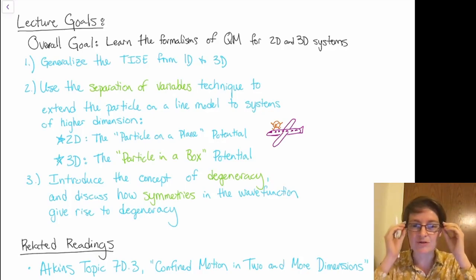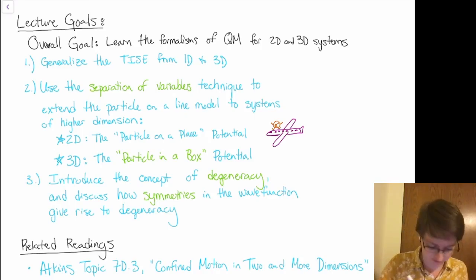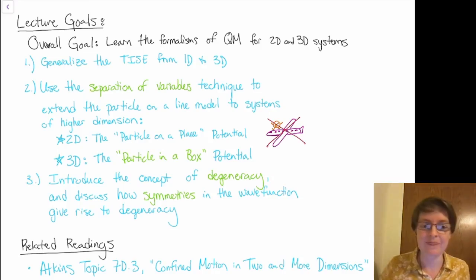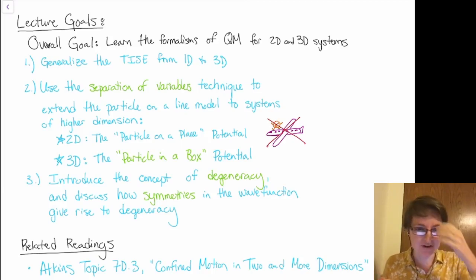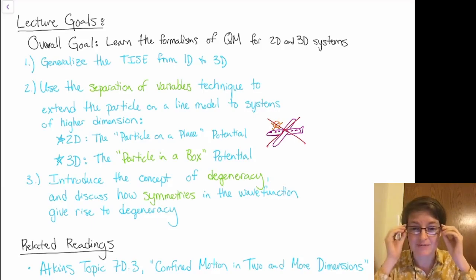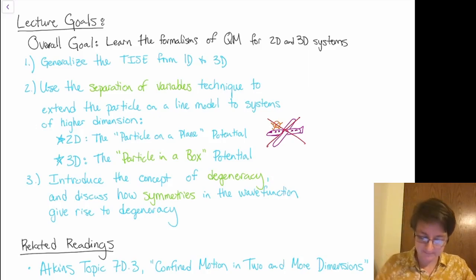So we'll start with the 2-dimensional case. If you like, we can call it a particle on a plane, although unfortunately not this kind of plane, just a 2-dimensional surface. And then we'll talk about the particle in a box model, which is what our particle can do, assuming that it's allowed to move about in the x, y, and z dimension. So much closer to how systems behave in real life. And then last but not least, we're going to talk about a concept called degeneracy, and we're going to discuss how symmetries in the wave function give rise to this degeneracy property.